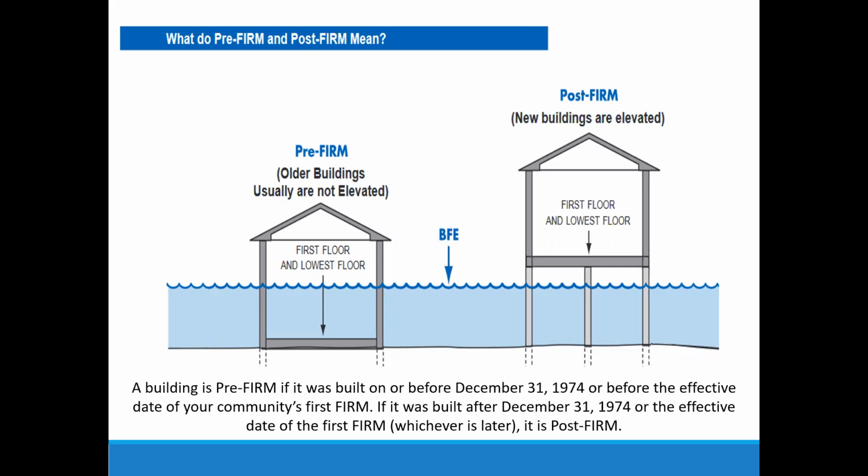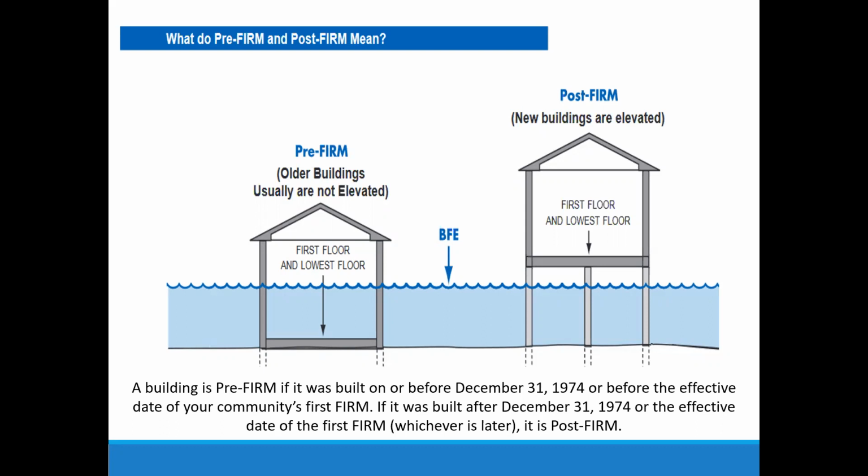So we do have some pre-firm buildings here in Kansas that were built even before 1968, so quite a bit older. And many of them do have basements because at the time people were more worried about tornado protection than they were about flooding damage. And so a post-firm should be elevated, theoretically, depending on when it was built and the map changes that have happened in between that time.